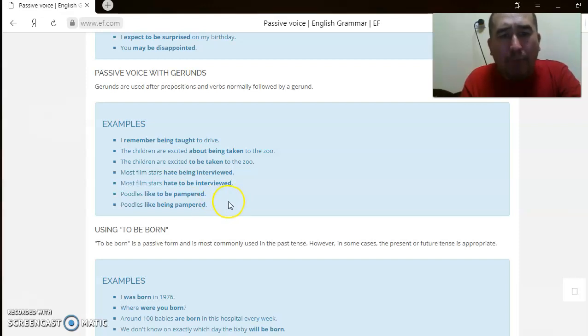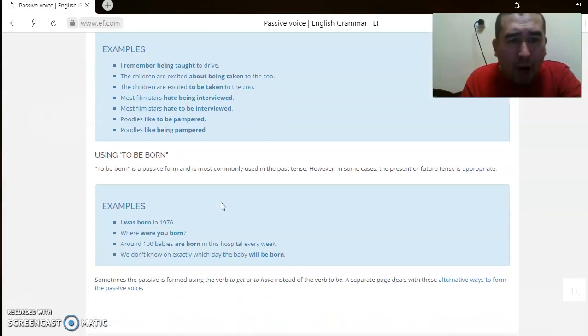Poodles like to be pampered. Poodles like being pampered. Using to be born. To be born is a past form. It is most commonly used in the past tense. However, in some cases, the present or future is appropriate. Demek, to be born shakli hamisha passiv shaklda bo'ladi. Chunki tug'ilmoq fe'li ko'pincha past simple'da. Ba'zan endi future yoki presentdan kelishi mumkin, uni ko'rishimiz mumkin.